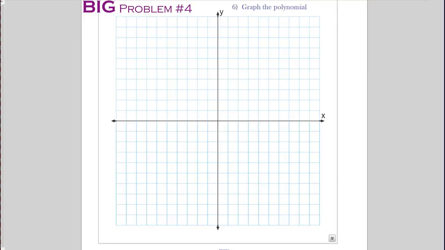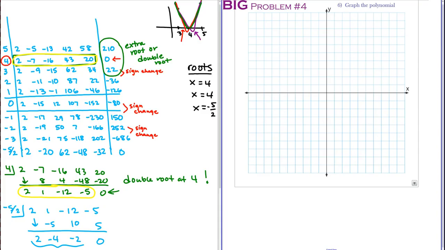So it's time to graph. Okay, so let's look at the y-coordinates, the remainders from our table, our chart, and we have numbers in the hundreds here. We have numbers like 210, negative 126, we have 150, we have negative 686. So what if for a scale we do something like, maybe this is 100.